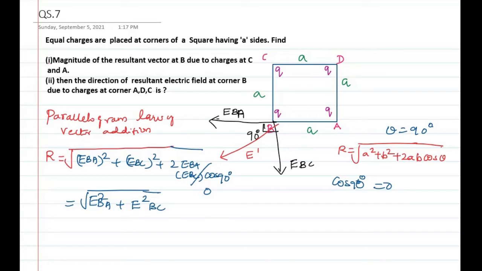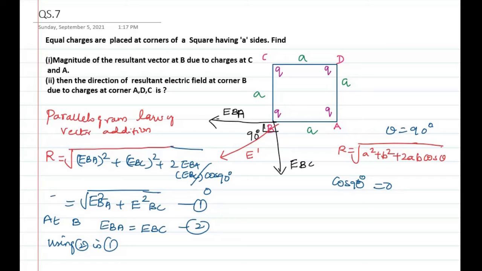So at this point B, E_BA and E_BC will be of equal magnitude. E_BA will be equal to E_BC. The like charges of equal amount will be repelled, so the electric field also will be equal. E_BA is equal to E_BC. Let this be 1 and this be 2. Now use 2 in 1.